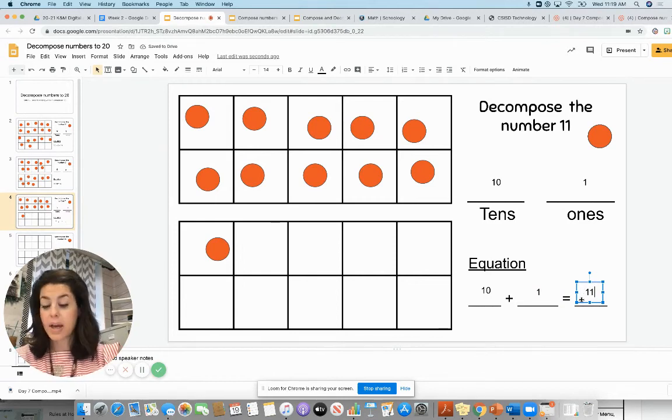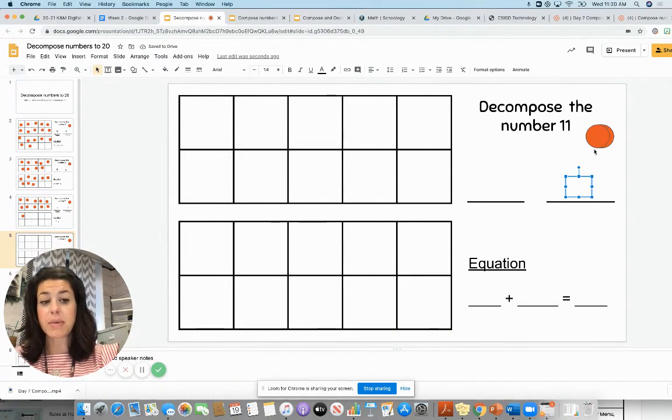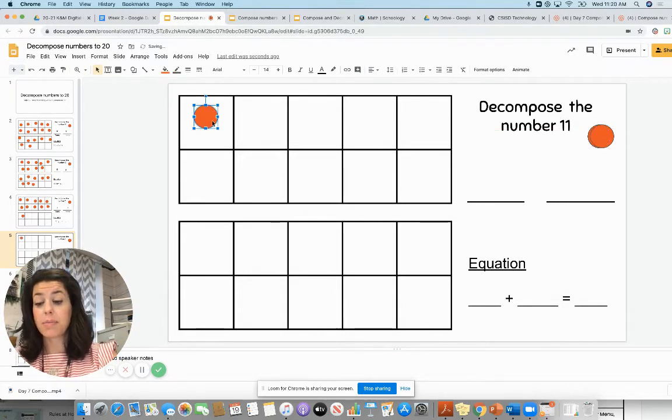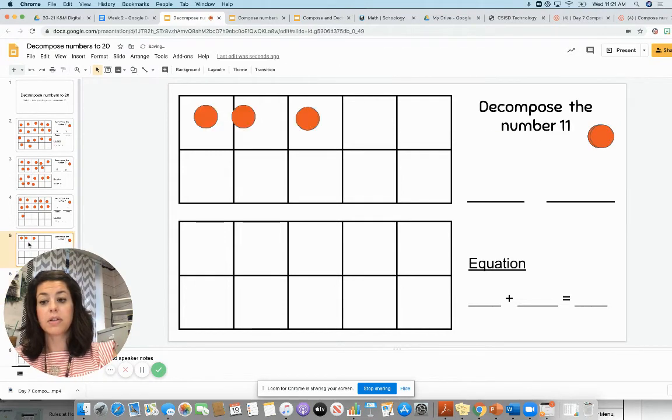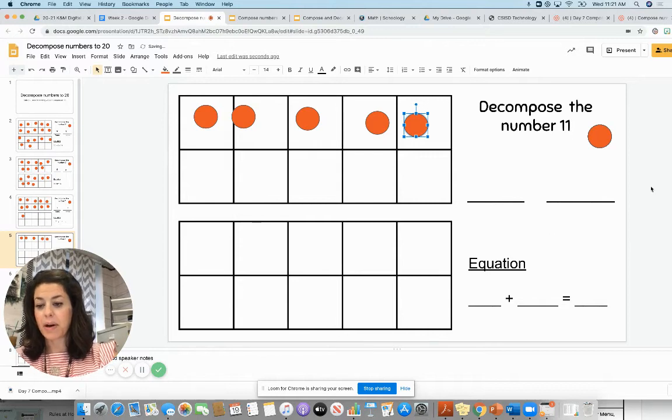Is there another way for me to build the number 11? Yeah, there is. Let's look at that. So let's look at another way to make 11, excuse me. What could I use? Could I put 5 at the top? Let's see. So I have 1, 2, 3, 4, 5. And let's see how many I would put at the bottom.